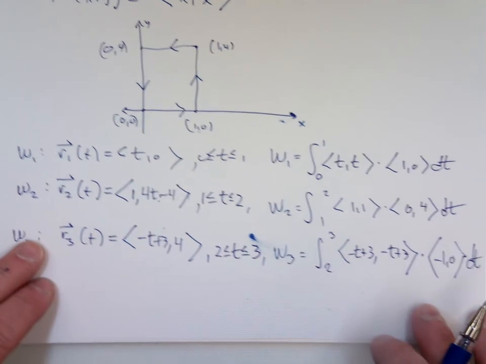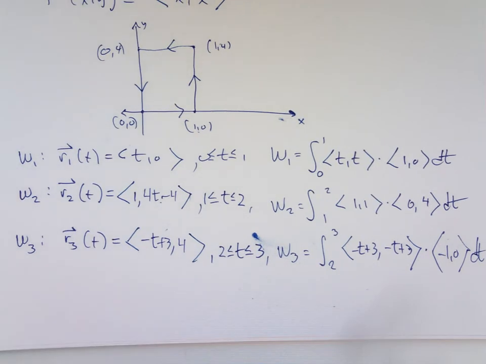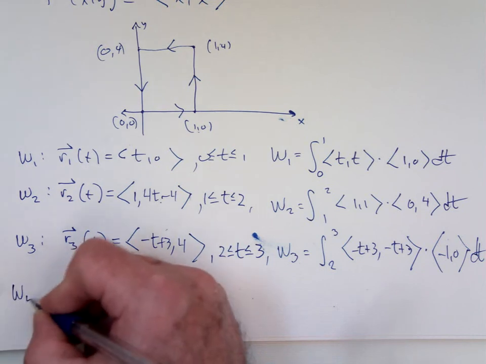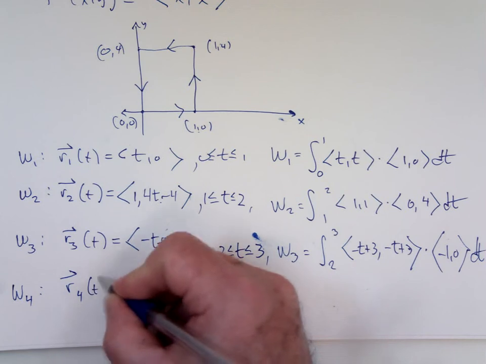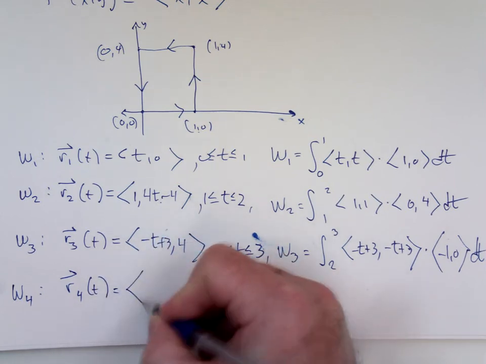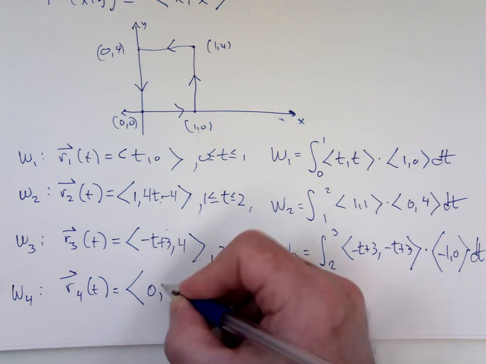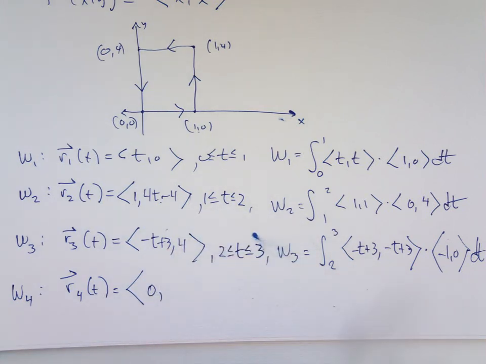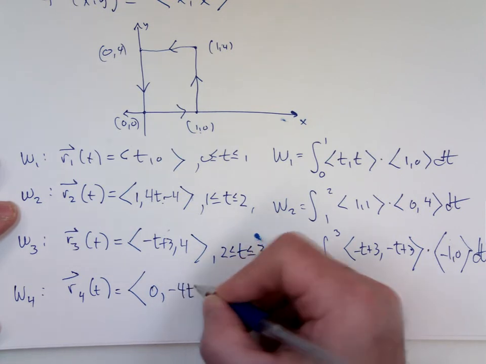Okay, you guys ready? No? Last one. W4. That is x coordinate, x component, 0. What about the y component? Negative 4t plus 4, divided by 4, no? No, negative 4t, that's your start because that's decreasing by 4 units.